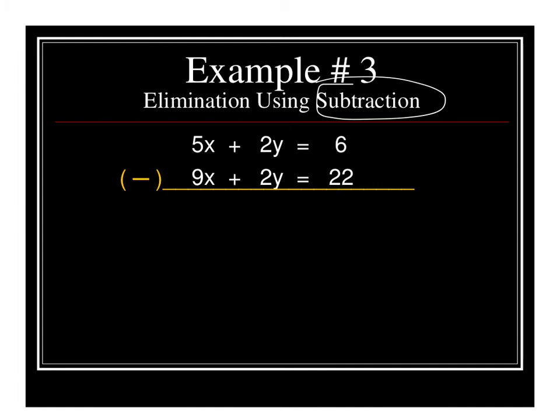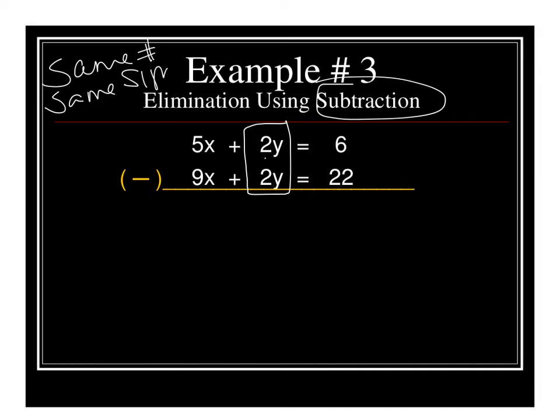Well, you use it when the variable coefficients are the same number and the same sign. So your coefficients have the same number and the same sign, and then we're going to use subtraction. Now here, subtraction is tricky because most people forget about that minus sign being out in front.